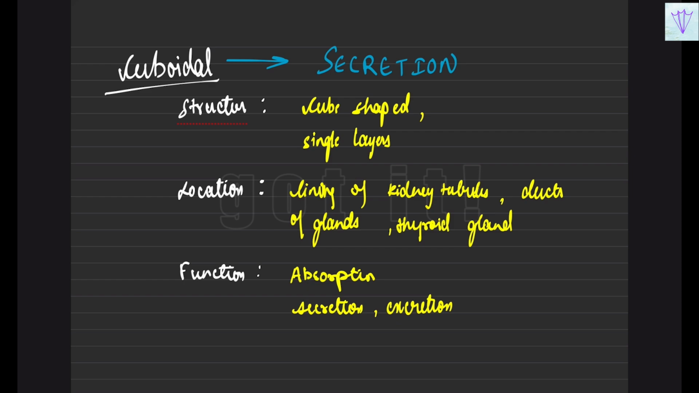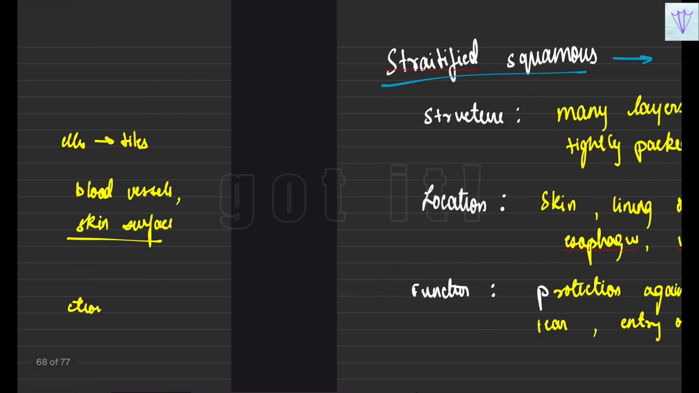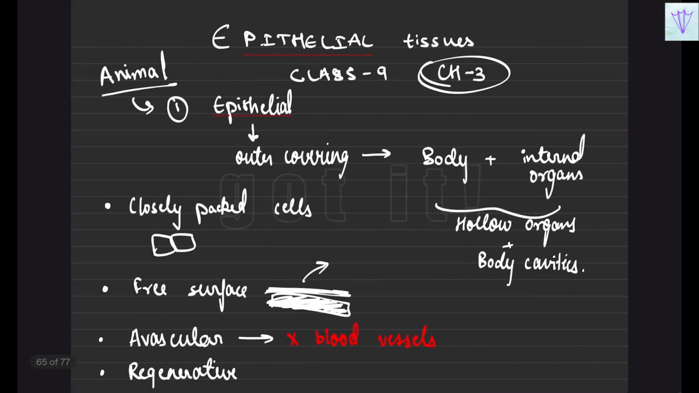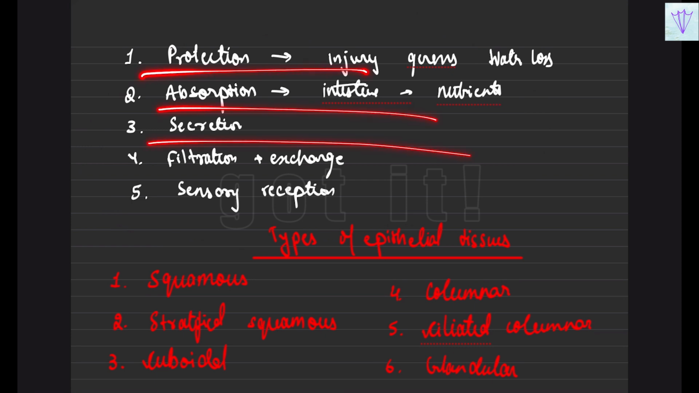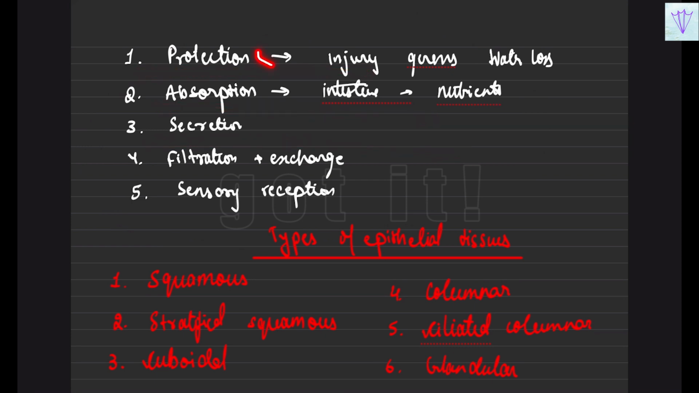So in this way, we have completed the epithelial tissues along with their definition, their primary features and the functions which they perform, along with the different kinds of epithelial tissues along with the proper function for each of them.